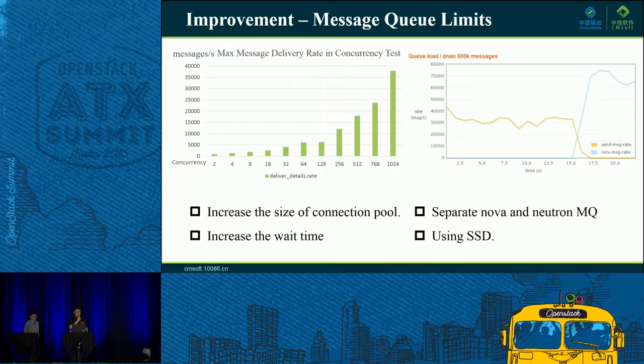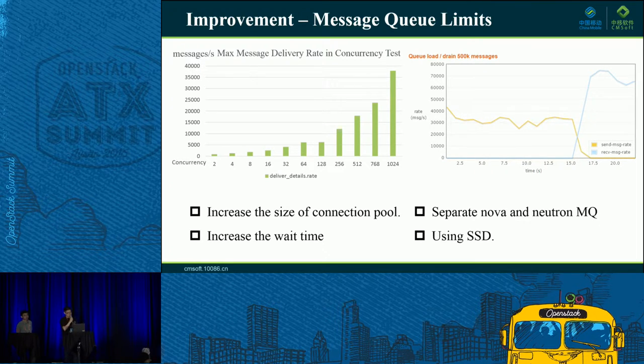MQ is another problem. First, let's look at the max message delivery rate of MQ in concurrency test. The analysis shows in the left figure that the delivery rate increases exponentially. So that's quite normal, and does not show any scaling limit yet.